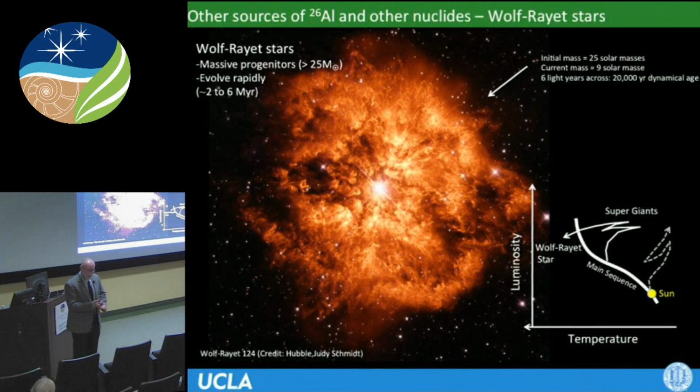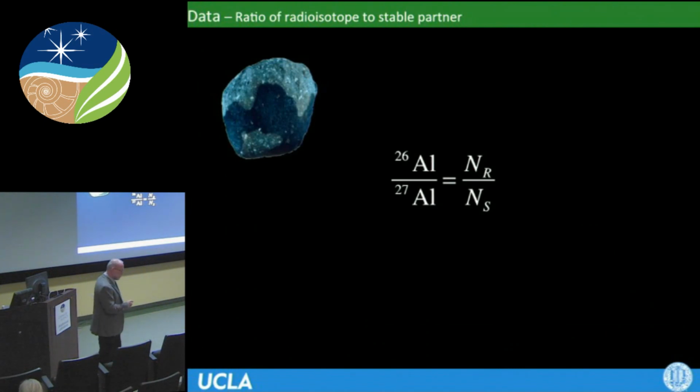So we have supernovae, AGB stars, and Wolf-Rayet stars as sources of aluminum-26. And each of them has a rather different implication for the environment in which the solar system formed. So we'd like to figure out what was the source of our aluminum-26 and other radionuclides, which I'll get to in a second. Okay, so in order to sort this out, I'm going to define a few terms, and I'm going to use those terms throughout the rest of the talk.